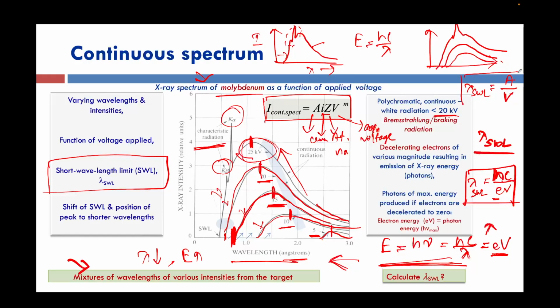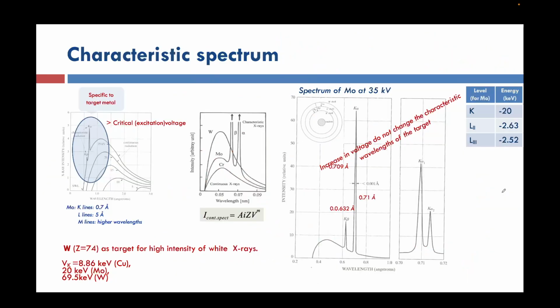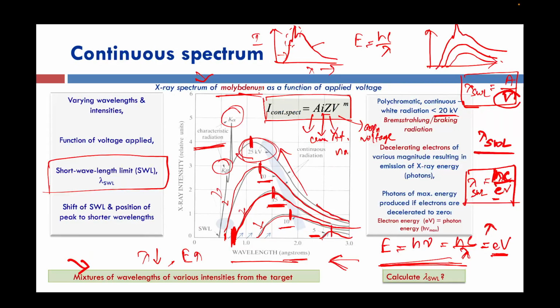So this is the short wavelength limit formula. Many times people ask what the short wavelength limit is, only by giving the accelerating voltage. So you have to calculate hc divided by e, which is a constant, and just put V. That is the short wavelength limit. So this was the continuous spectrum that we are observing here.